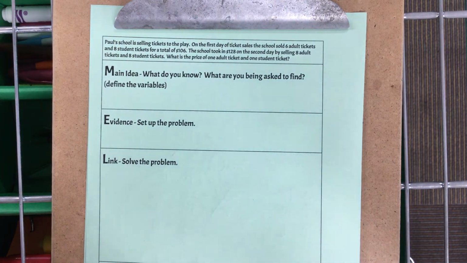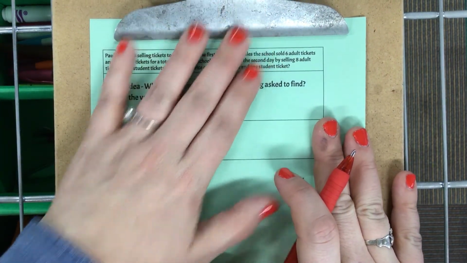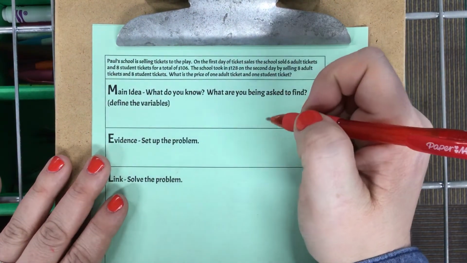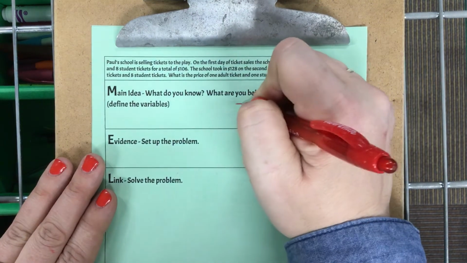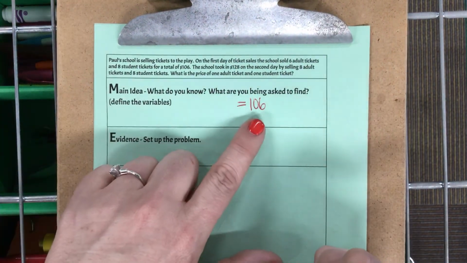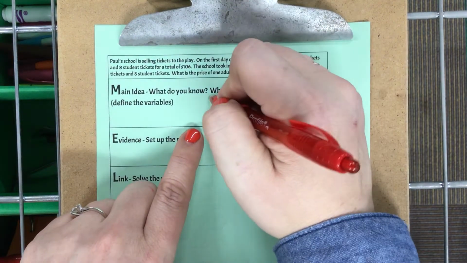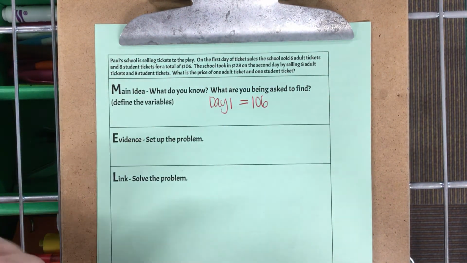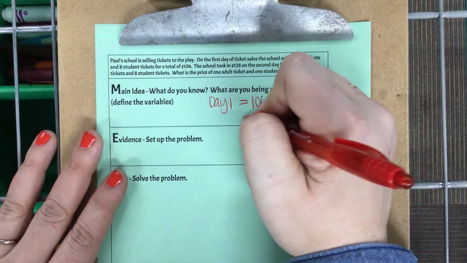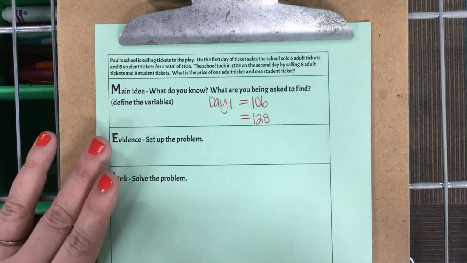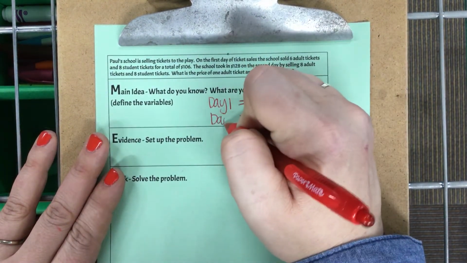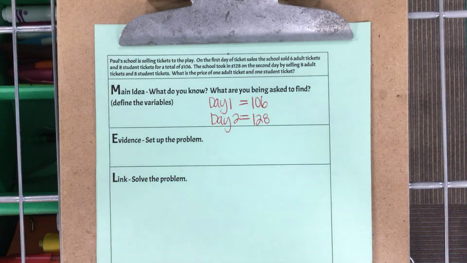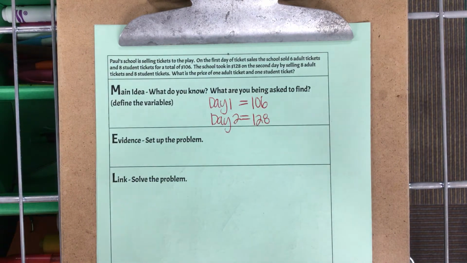Two variables, two answers. Who has my two answers? Rosie, what are they? 106. And what is the 106 the total of? Day 1, right? Day 1 has a total of 106. I agree. What's my other answer? 128. And what's that the answer from? Day 2. Who has variables for me? Oishik, what are my variables? X, what do they mean? You have to define them.